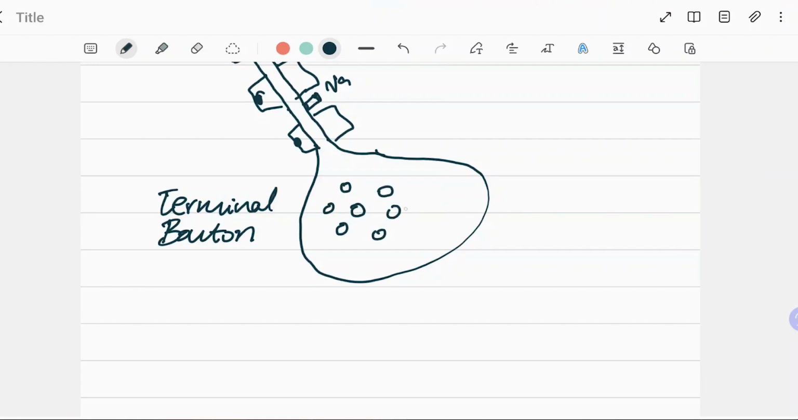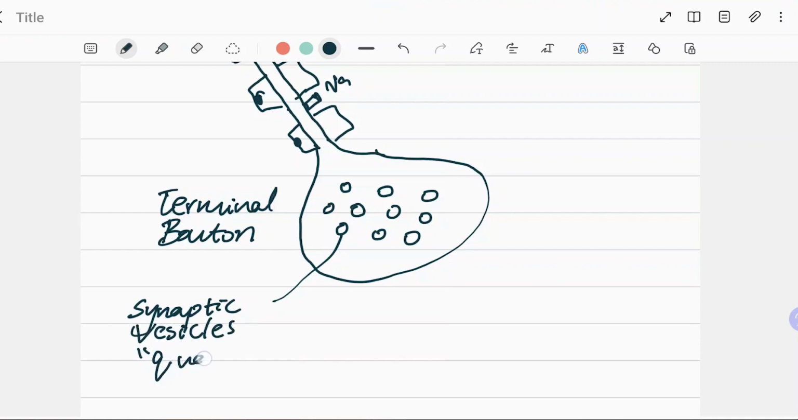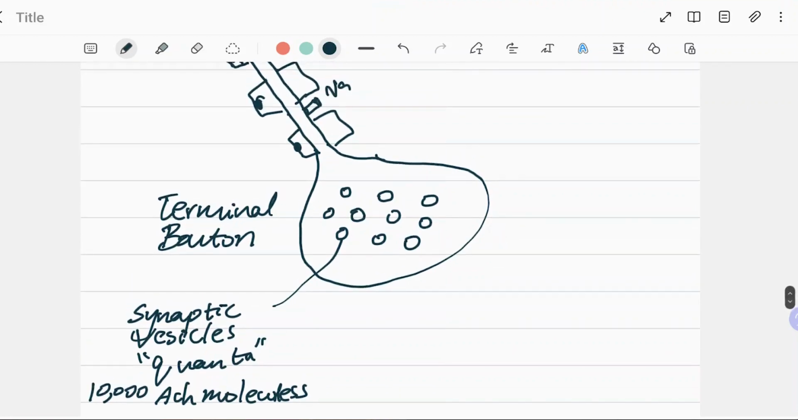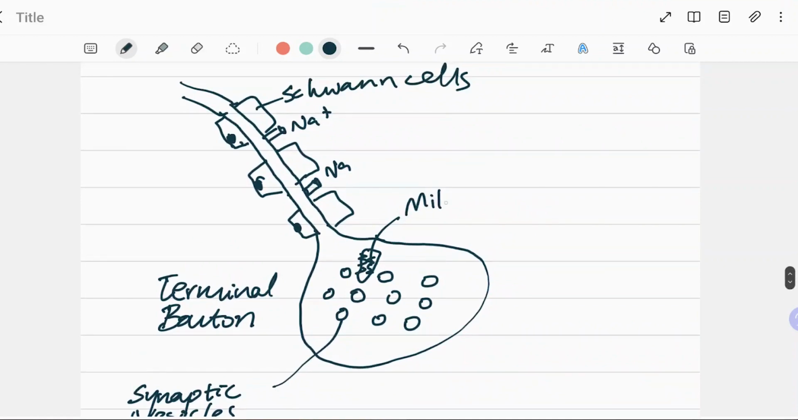vesicles. These vesicles are called synaptic vesicles, of course, also known as quanta, because they have a quantity of acetylcholine molecules in them. How many? 10,000 in each of these. I've drawn a few. This area also has a lot of mitochondria that help in making the acetylcholine. So I'll draw a little mitochondria over there.